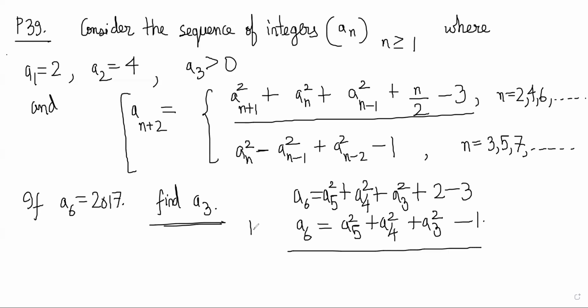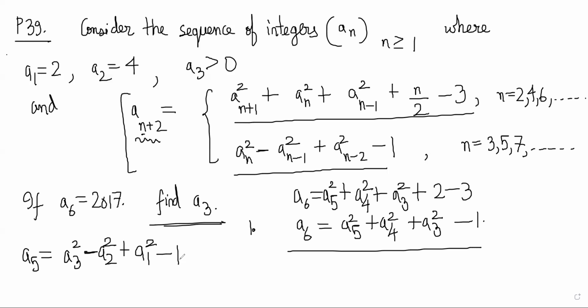Then we can write a5 in terms of a2, a3 and a4. For a5 you will put n is 3 here and you will use this, right? So a3 square minus a2 square plus a1 square minus 1, right? So a2 square and a1 square are already known. So a5 is coming out to be a3 square minus 16 plus 4 minus 1, so minus 13.